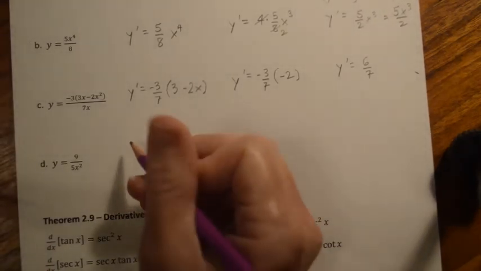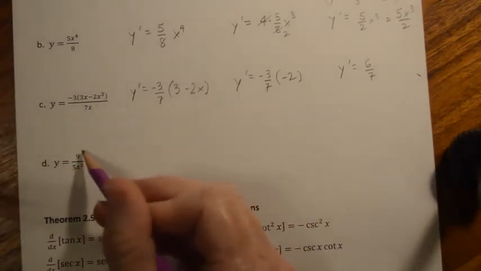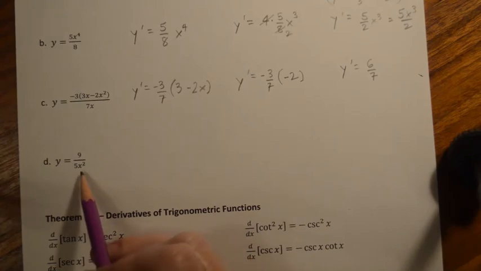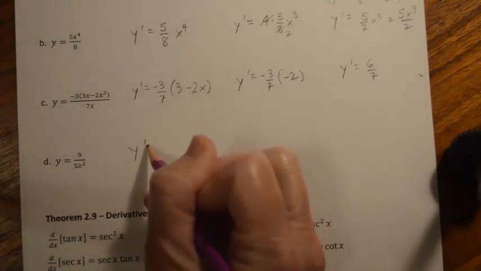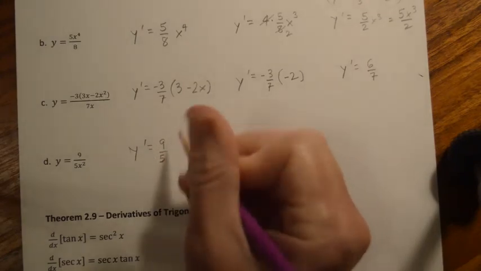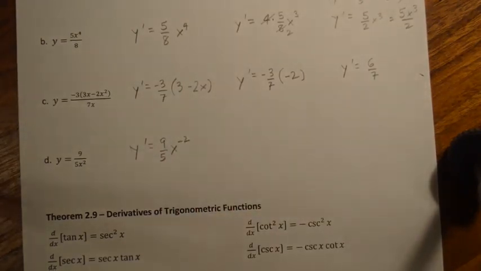All right, and again, the last one right here doesn't necessarily look like it's not going to be a quotient rule. Again, we've got something in the denominator here, but we could rewrite this as y prime equals 9/5 times x to the negative second.